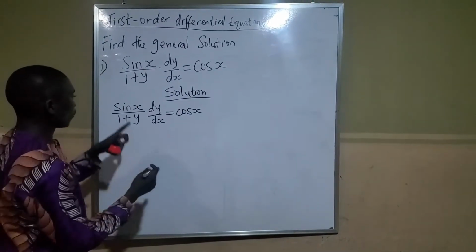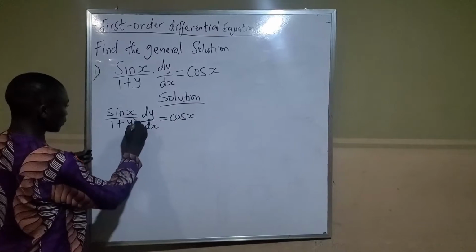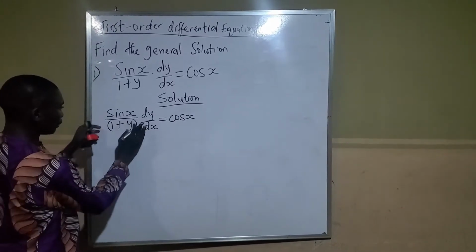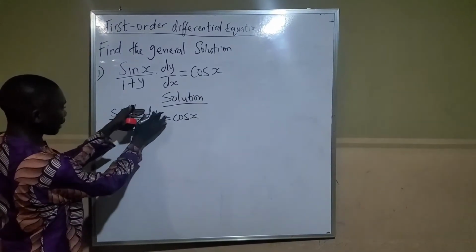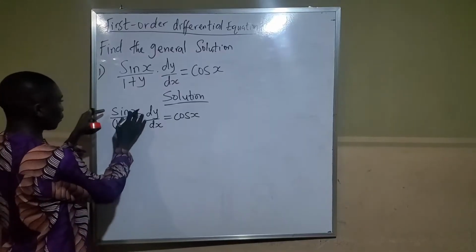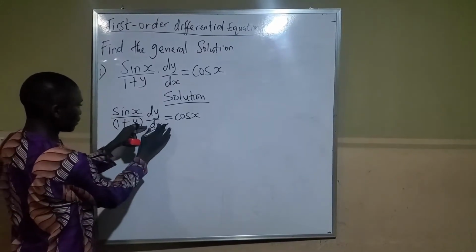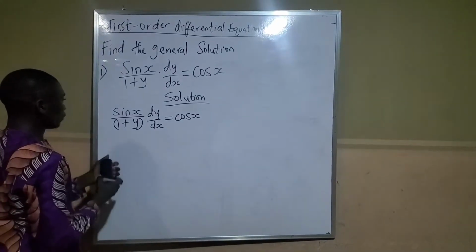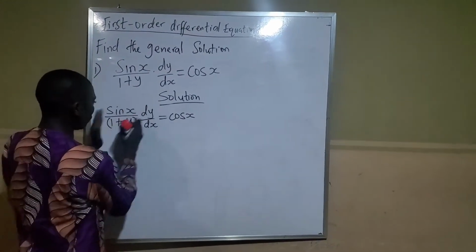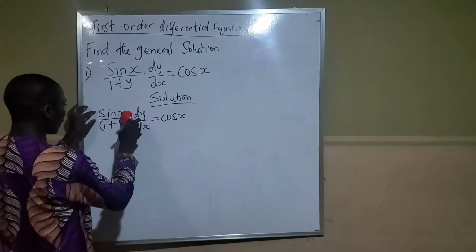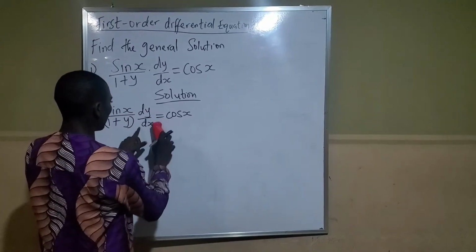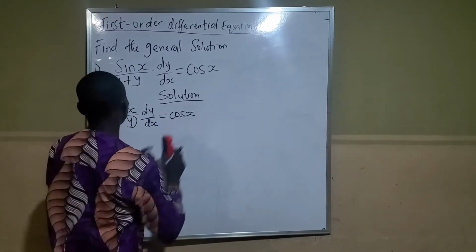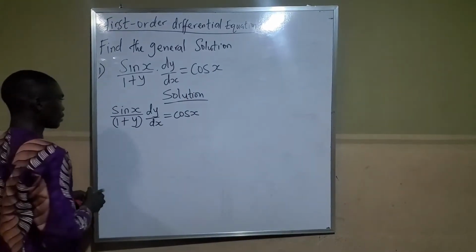Now, I will bring the part that has y beside this dy, and bring the part that has x to the other side. I'll bring the one that has y and dy on one side, and the part that has x and dx on the other side. So how will I go on with these steps?